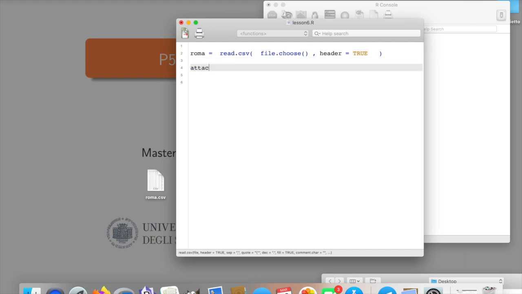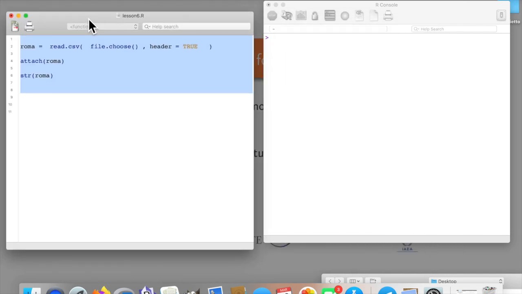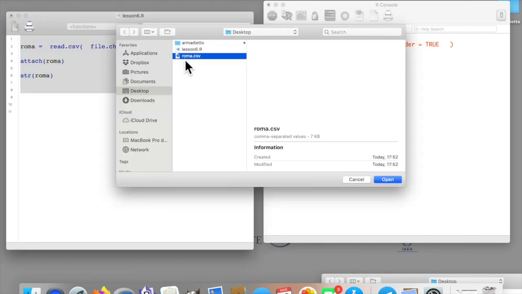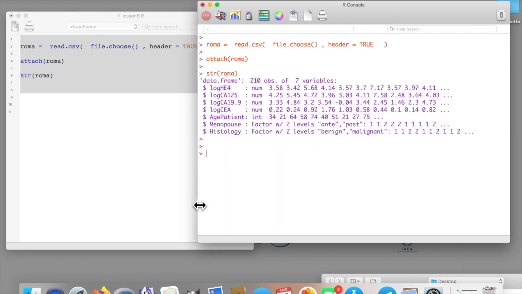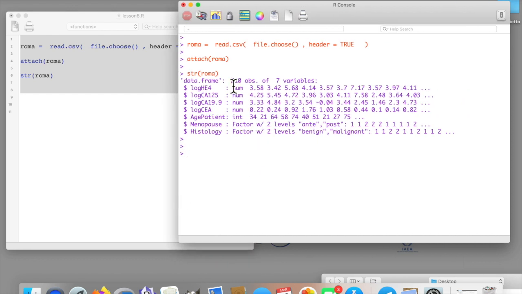We attach the Roma, and if we want to look at everything, we say Roma, but you remember it's quite messy, 210 patients, so we can only give a look, for instance, to the structure of the dataset. Run. Let's go to the Roma CSV dataset, better to see it. Here, 210 patients and 7 columns.